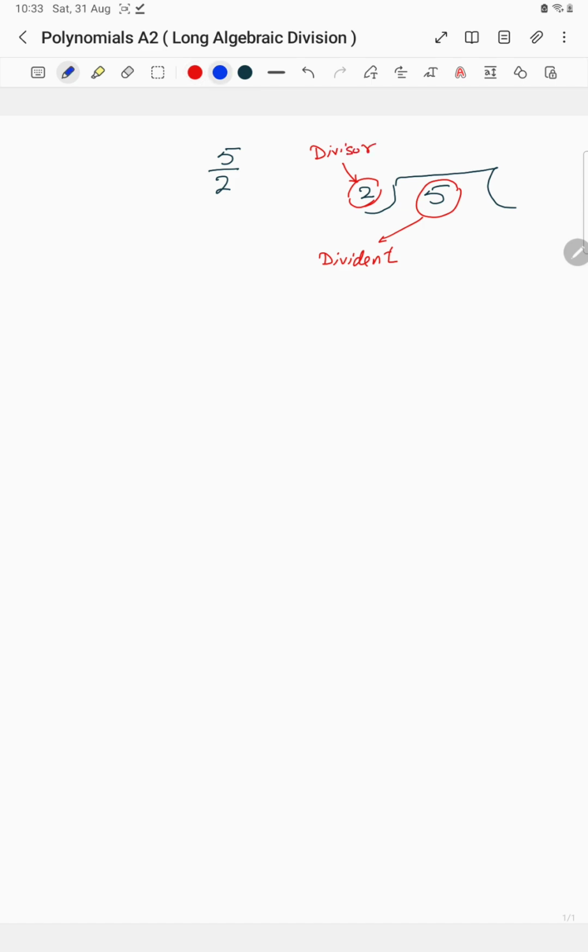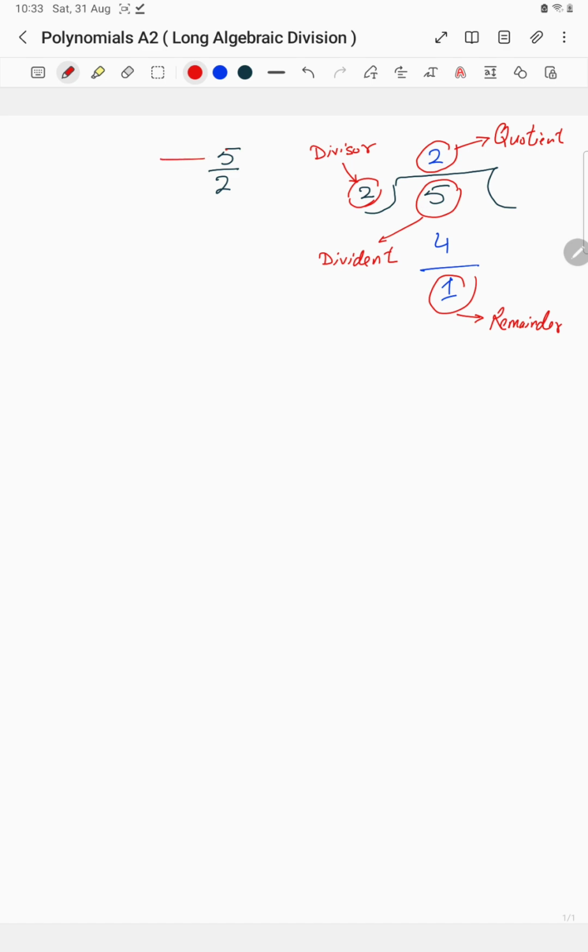When we start doing it, 2 twos are 4 and 1 is left. So the answer is called the quotient, and what is left in the last is the remainder. So this is number division, but you need to know the terms.